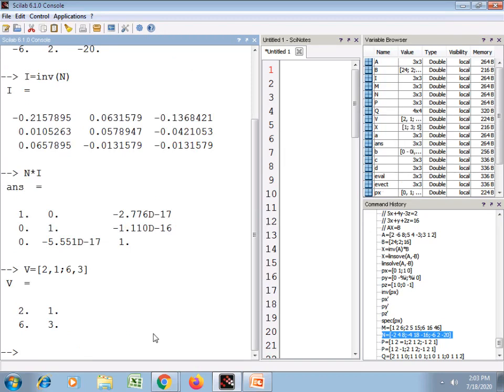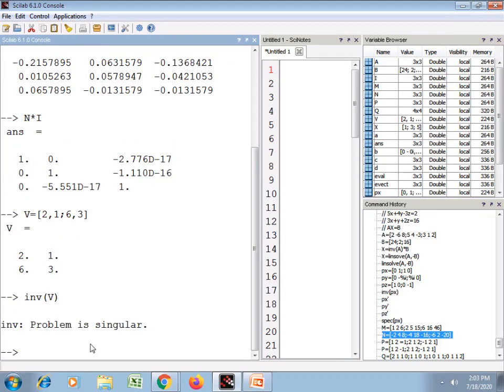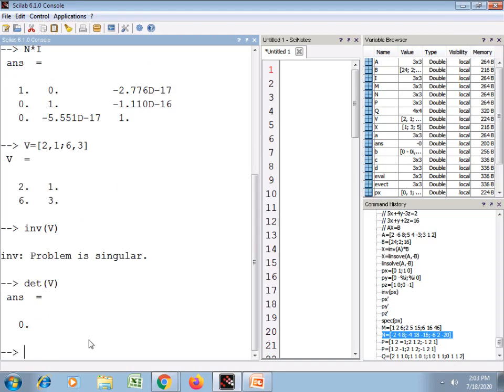If we take the inverse of this matrix V, it is showing that inverse is not possible. Why? Because this matrix is a singular matrix. Singular matrix means the determinant of this matrix V is 0, and for such a matrix we cannot have the inverse.